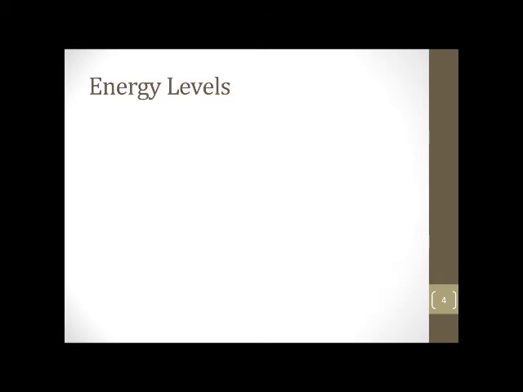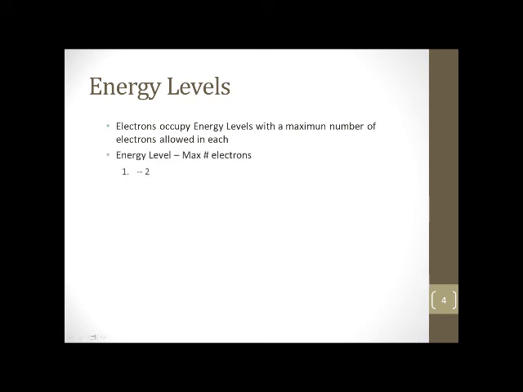All right, so a very brief, very simple amount of information about these energy levels. The electrons occupy energy levels with a maximum number of electrons allowed in each energy level. So any particular energy level can only hold so many electrons. For each energy level, there's a maximum number of electrons. The first energy level, also known as the first principal energy level, principal energy level 1, can hold a maximum of 2 electrons.